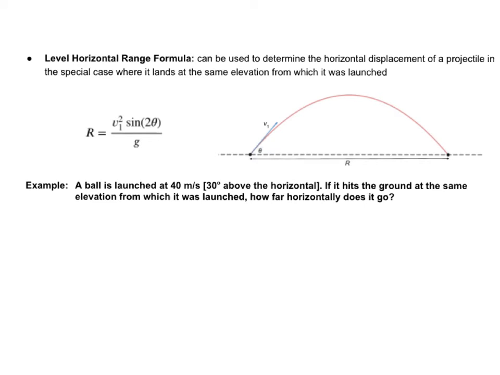So this formula you see will calculate for you the horizontal displacement of a projectile under the very special condition where it starts and ends at the same elevation. That's why the word level is there. The elevation is level from where it started and ended.